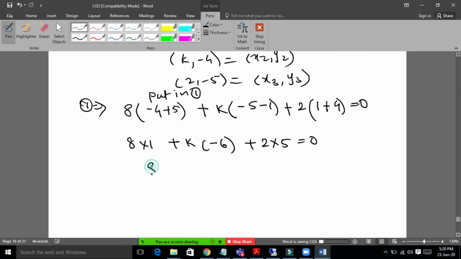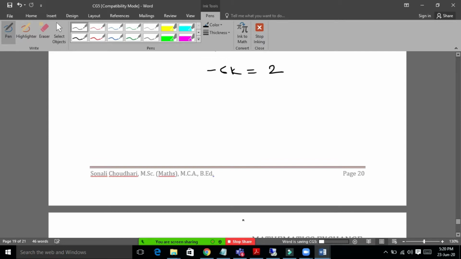So we get 8 into 1 is 8, k into -6 is -6k, plus 2 fives are 10, is equal to 0. Now we have to find out k. So -6k is equal to -10 minus 8, that is -6k is equal to -18.